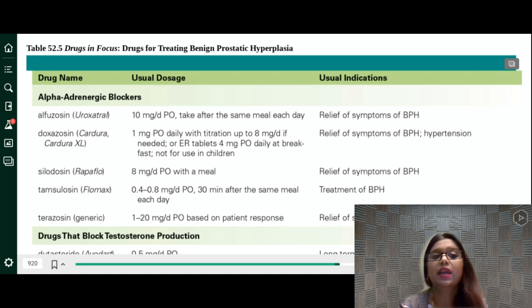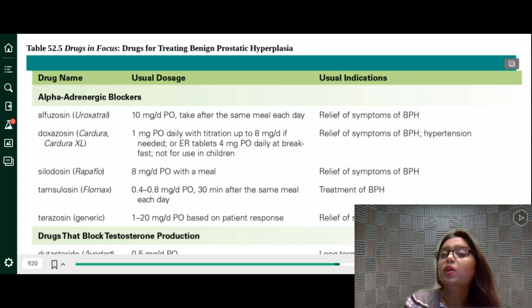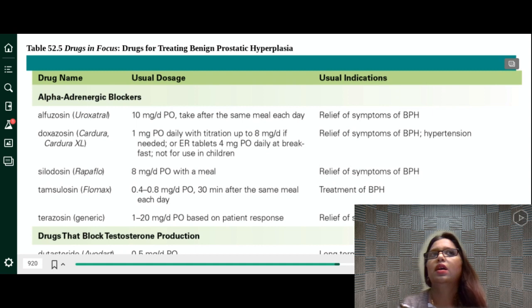Now, before administering any medication, always check whether a patient is allergic to that medication. Have they ever taken it before? Why are you giving that medication? And your nursing management should be, after 1 hour, I will check, 1 to 2 hours. Is it functioning properly? Is it not functioning properly?